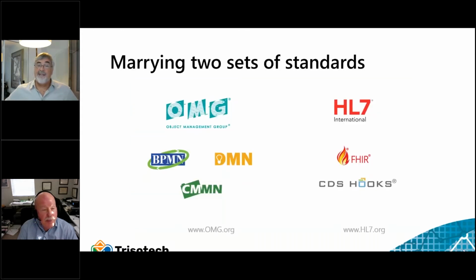The solution proposed here is marrying two sets of standards. One set of standards from the Object Management Group, namely BPMN, DMN, and CMMN, and a set of standards from the HL7 standards group, namely FHIR and CDS Hooks. These are the standards that we're using with this series of webinars, and we'll talk a little bit more about them as we progress.